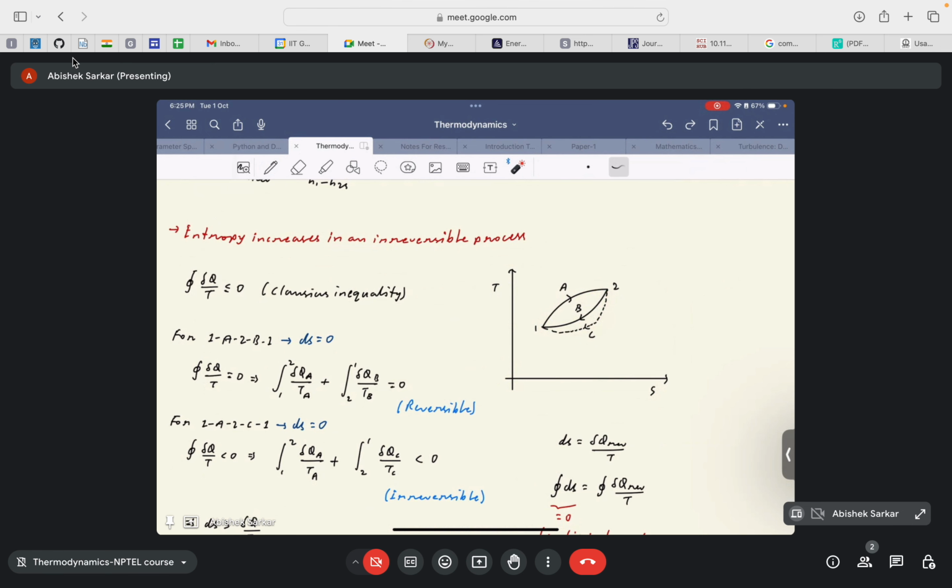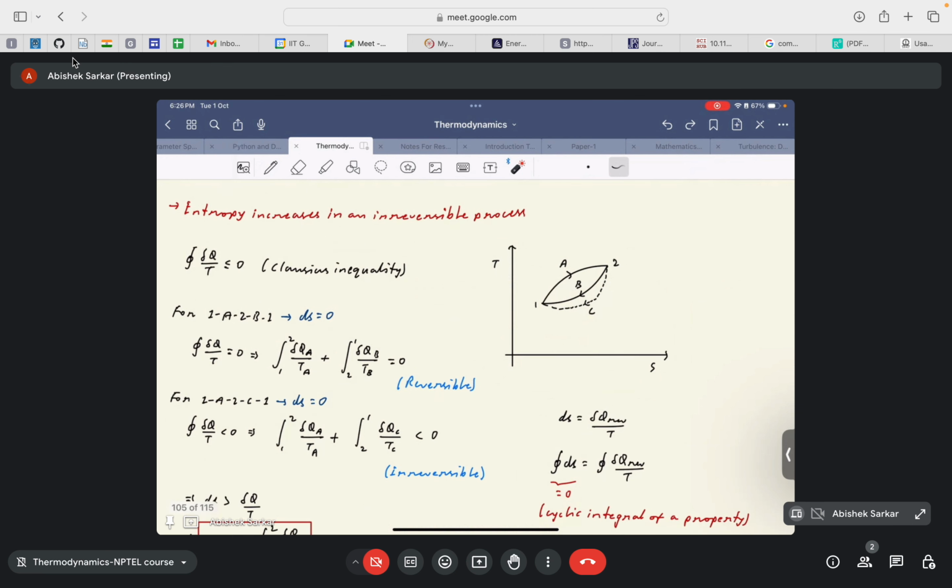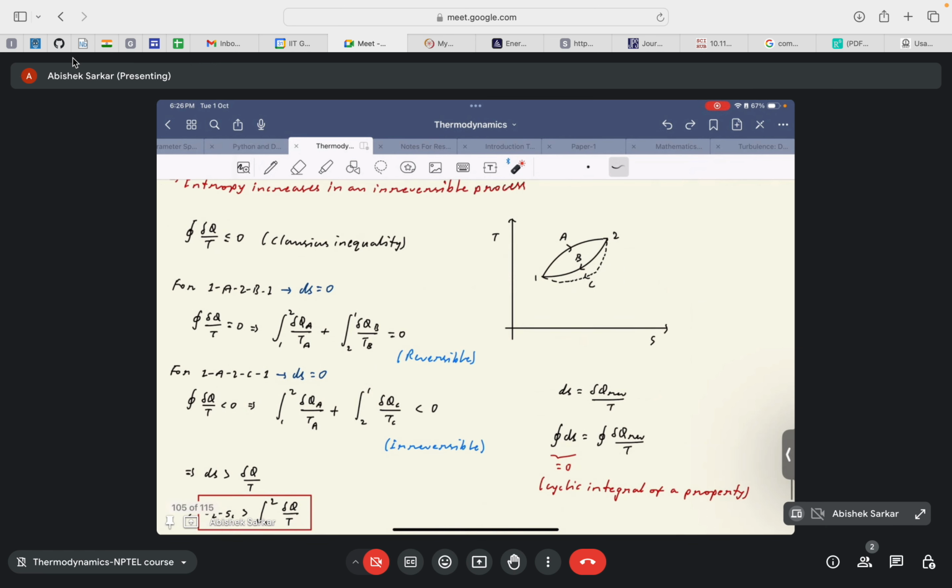Okay, so if we go from 1A to B1, it constitutes a reversible cycle, but the path 1A to C1 constitutes an irreversible cycle because part 2C1 is an irreversible path. Now from the Clausius inequality, we know that the cyclic integral of delta Q by T is less than or equal to 0. It is equal to 0 in the case of a reversible process and less than 0 in the case of irreversible processes. We saw that in the previous week's discussion.